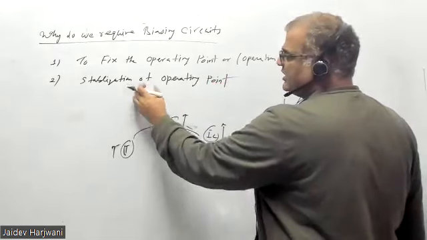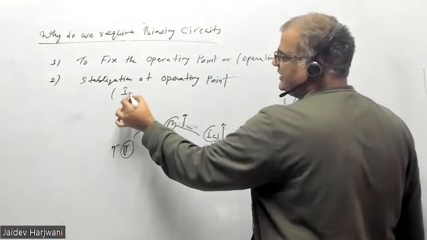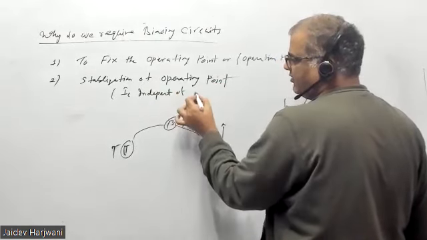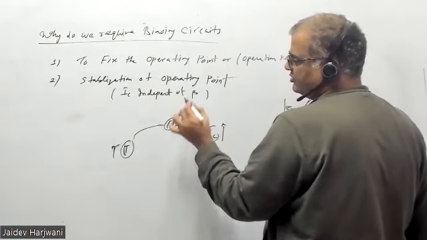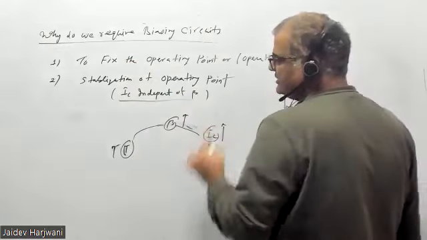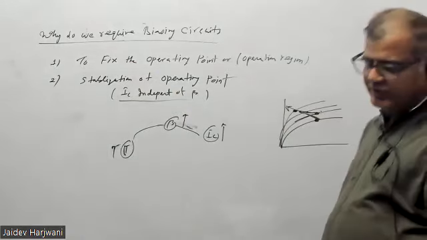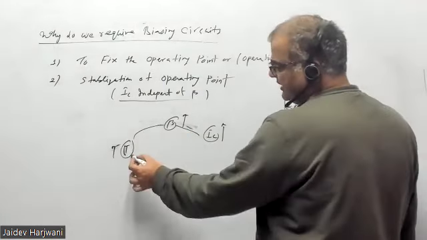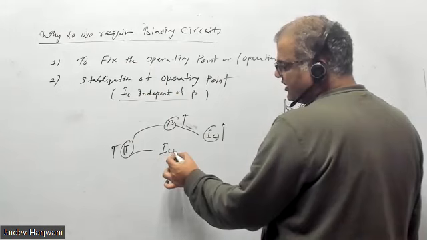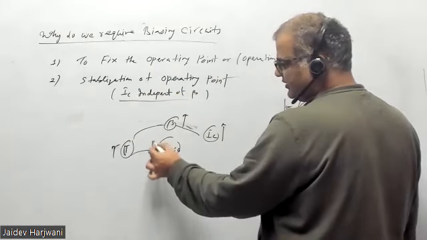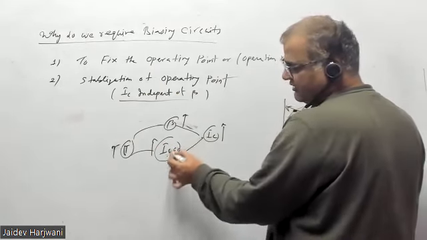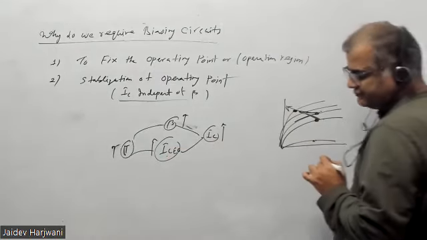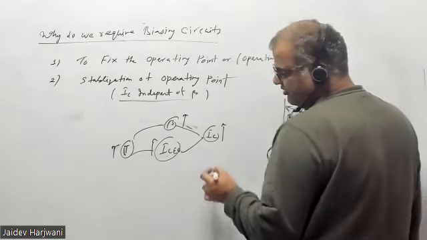How can you achieve stabilization? By making IC independent of beta. So biasing should be such that my IC becomes independent of beta. That is a good biasing. Temperature increasing, beta increasing, IC increasing. Temperature increasing, reverse saturation current ICO increasing, which will also increase IC, because reverse saturation current also gets added in this current. So that is also an effect.